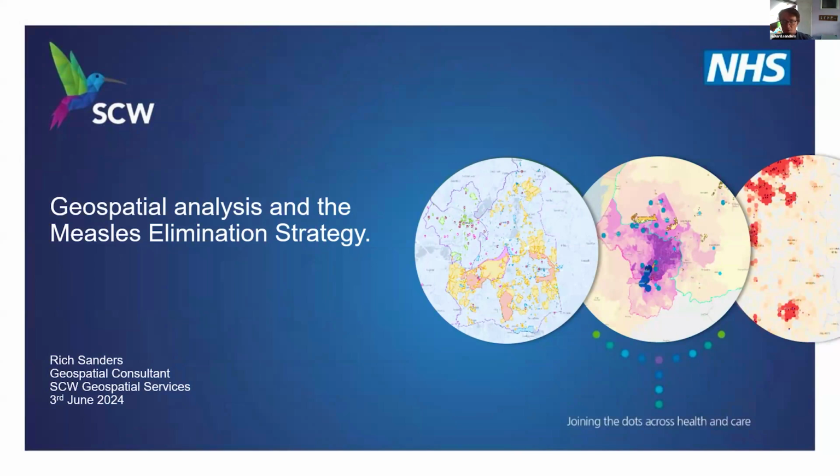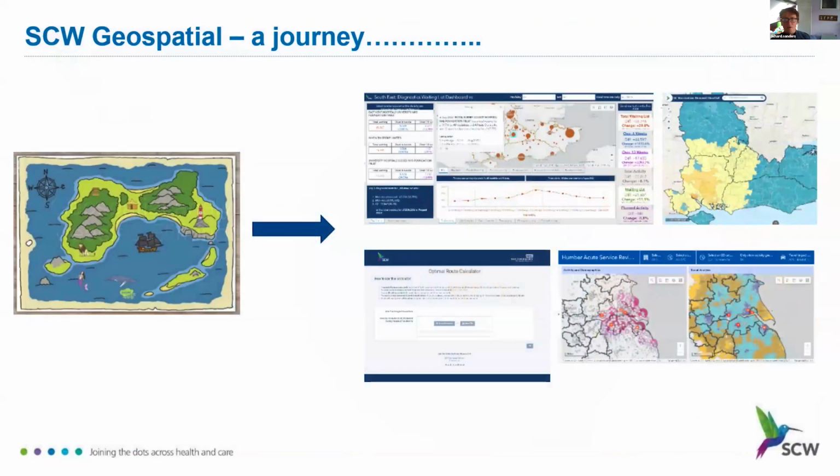As per the introduction, my name is Rich Sanders. I'm a geospatial consultant within the Geospatial Services at NHS South, Central and West. We call ourselves SCW. So first, a bit about our service, our little department, and what we do. If I ever try and explain it to people, I'm always asked, why does the NHS need maps? Or people tend to assume they know what we're doing, so they go, oh, yeah, you must be in charge of sat navs or ambulances or something. So I think a bit of explanation will probably give you a good idea of what we do.